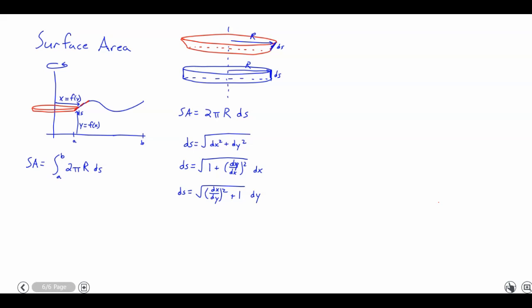So let's make this more specific. Let's say we had some function, let's just say sine of x. All right, so this is y equals sine of x. And let's say we're going to rotate around the y-axis and we want that surface area. So remember, this is just this curve. There's no area underneath. There's no anything else. Just sine x from 0 to pi.